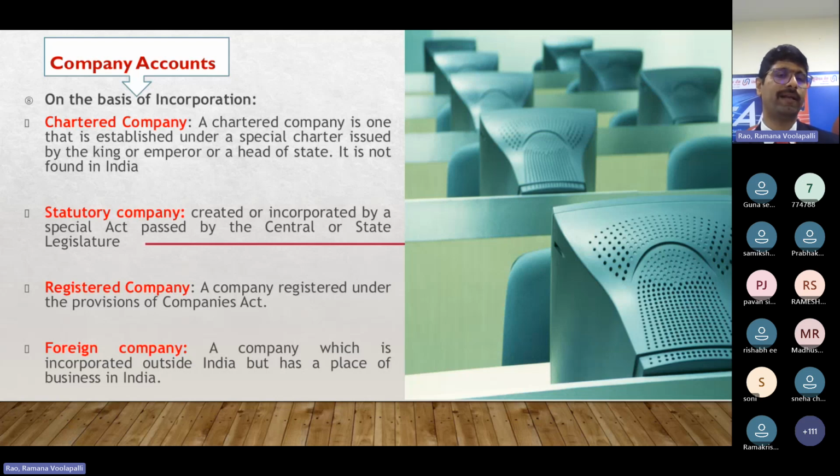It is not found in India. So basically it is not there. The other 3 forms are available in the country.